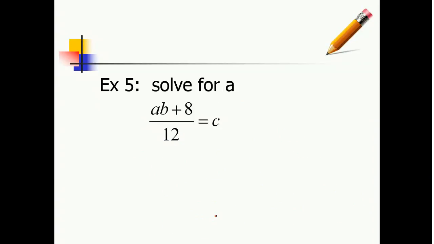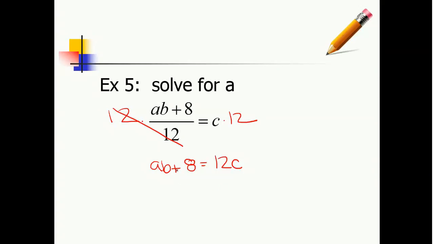Now let's do our last problem here. We're going to solve for a. So I've got (a times b plus 8) divided by 12 equals c. I've got to undo that division by 12, so multiply both sides by 12. 12 divided by 12 is 1, so that cancels out. I'm going to get ab plus 8 equals 12c.